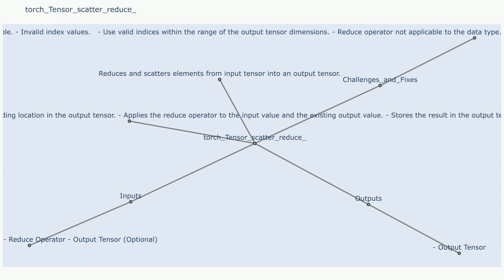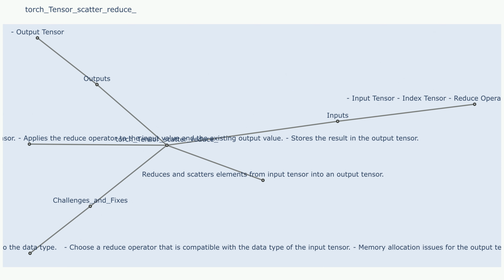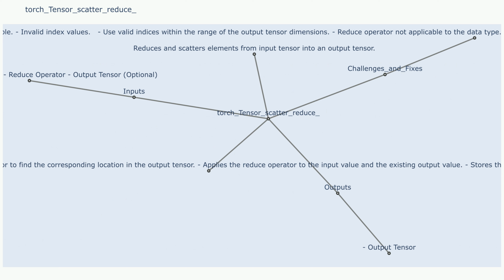Challenge 1: index out of bounds. If an index in the index tensor points to a location outside the bounds of the out tensor, it can lead to unexpected behavior. The result might be unexpected or even errors. Sample use case that resulted in challenge 1: consider an index tensor with values exceeding the dimensions of the out tensor. Fixes to challenge 1: ensure that all indices in the index tensor are valid and within the bounds of the output tensor's dimensions. You can use error handling techniques to catch these issues during development.